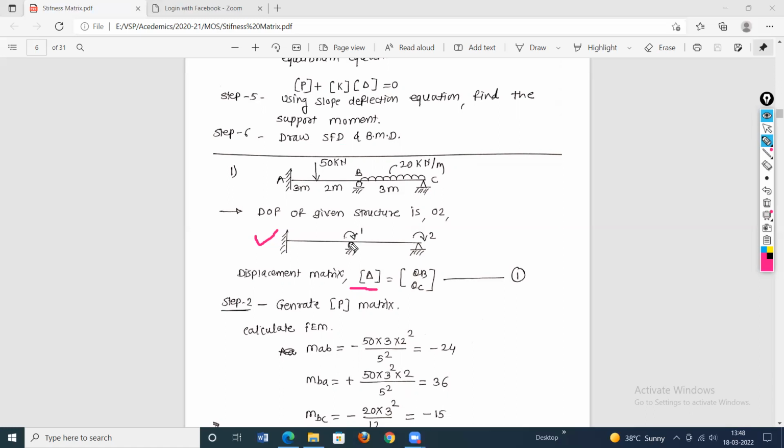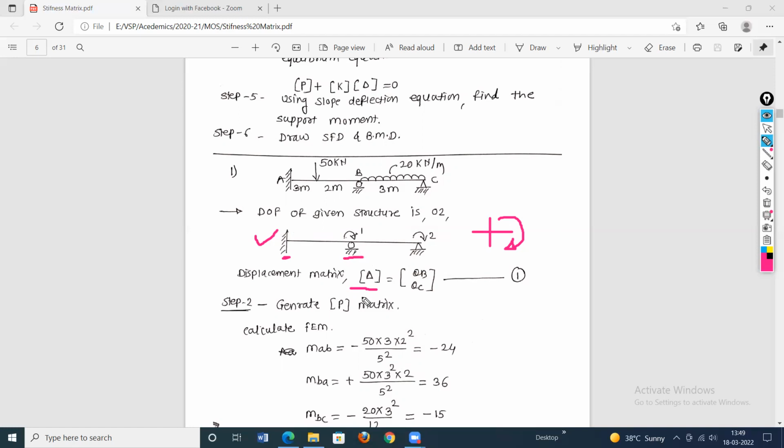For a 2D structure, a 2D frame, there are 3 possible displacements. The displacement may be in the horizontal direction, in the vertical direction, and there may be a rotation. So there are 3 possible displacements at every support, at every node or joint. Now here, the first joint is a fixed support. For a fixed support, out of these 3 possible displacements, none is possible, because a fixed support is restrained in all 3 directions. So the degree of freedom of this fixed support is 0.